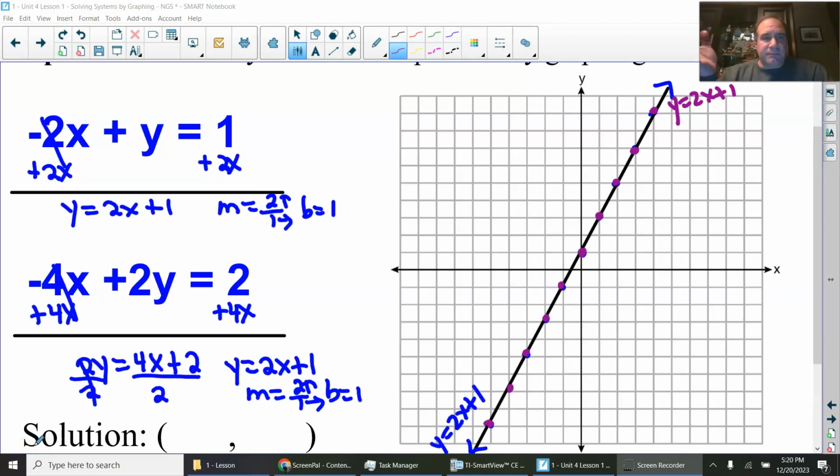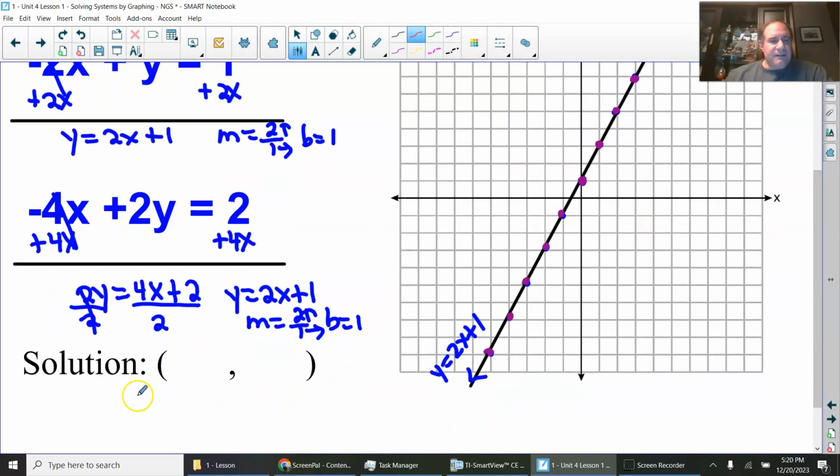So you can tell at this point, if you did this correctly, you would add 2x on both sides. You get y equals 2x plus 1 for the first line. You graph it, and then you add 4x on both sides. Again, divide by 2, and you will get y equals 2x plus 1. They are the same line. So you're graphing the same line, so it looks like one line. So when you have the same exact line, same slope, and the same y-intercept, the solution is infinitely many solutions.